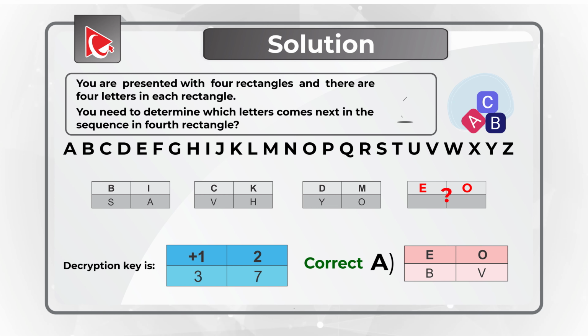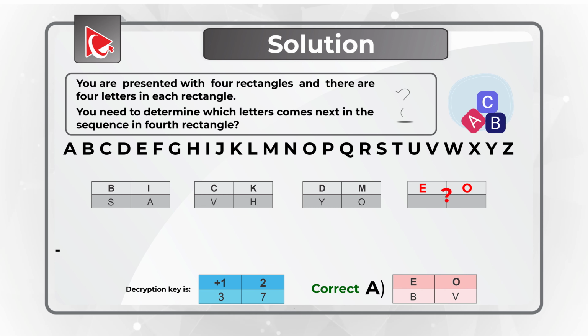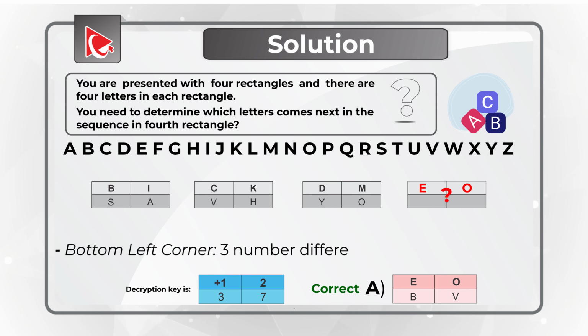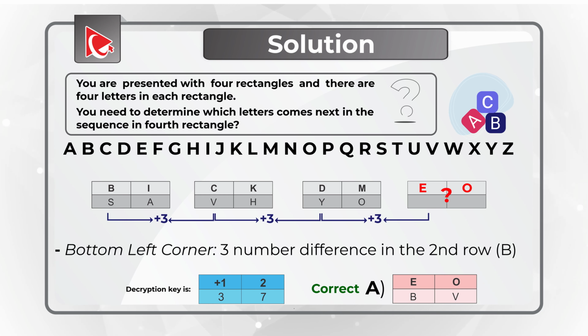But the question is done in such way that you can continue the logic and determine decryption key for the bottom row as well. If you're interested, bottom left corner, we have 3 number differences in the second row, and the correct choice here would be choice B.